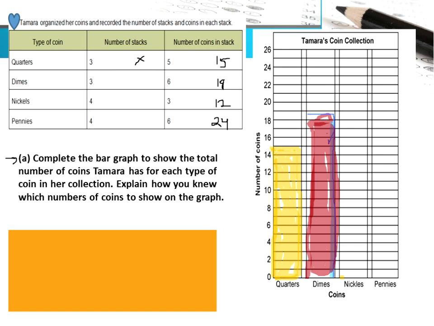Dimes had 18. Pennies had 24. And again, this would be a great time just to talk with them about why it is important to be accurate on our graph. A lot of students just wonder why it is important to do that, so use this time again to explain to them why they're doing what they're doing. Not just gifted students, but all students like to know what they're doing. They want to know why.